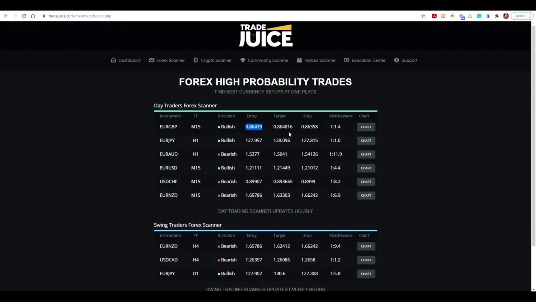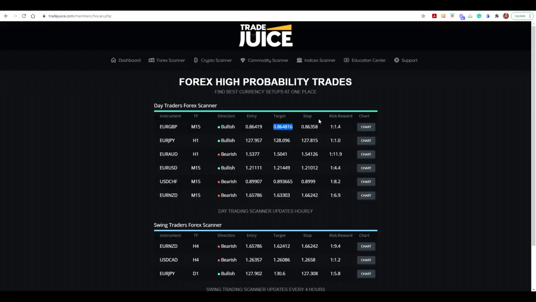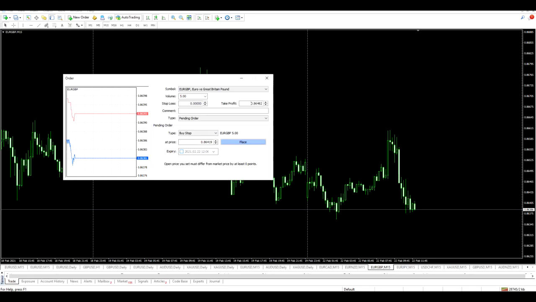And now next, I'm going to set my target. And that's just a copy paste situation here. I put that into my take profit area. And then I'm going to do the same with my stop loss. So here we go. And there's my stop.